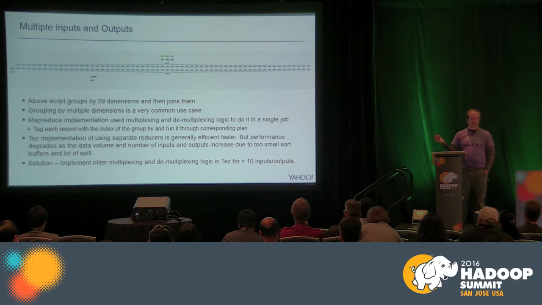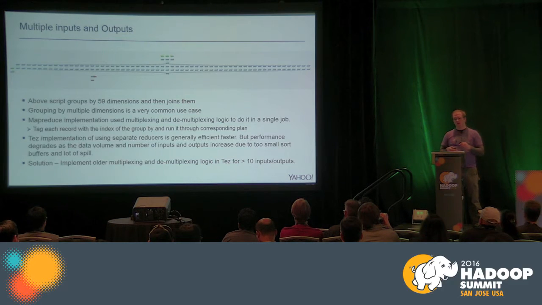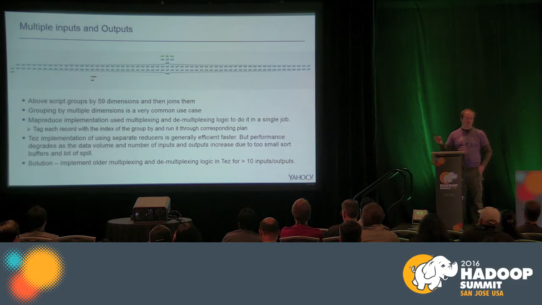So for a case like this where it's scaled out, we're better off reverting to the old MapReduce implementation, which just tags records in a MapReduce stage and multiplexes them, demultiplexes them to do it in that manner. And for inputs greater than 10, outputs greater than 10, that's exactly what we're going to be doing.